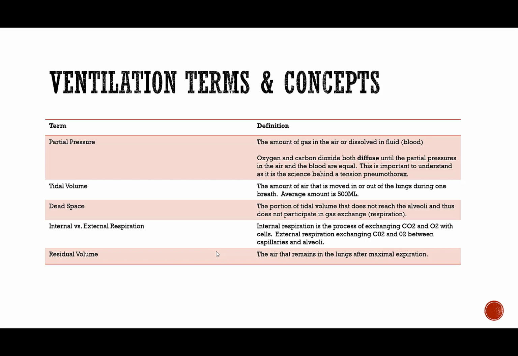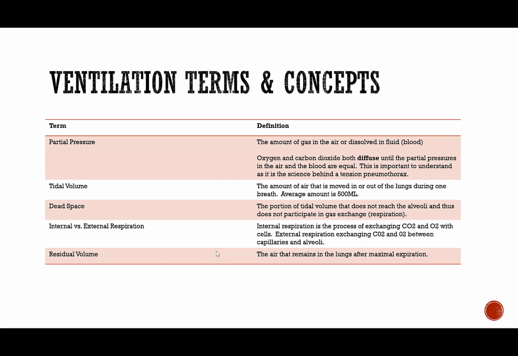Dead space is the amount of air that does not reach the alveoli. So if you had 500 milliliters and only 450 got there, the 50 would be the dead space. We're going to talk about internal and external respiration, but basically internal respiration is the process of exchanging CO2 and O2 with cells, and external is CO2 and O2 between capillaries and alveoli. We're going to look at this a little more, so I'm not going to go too deep.